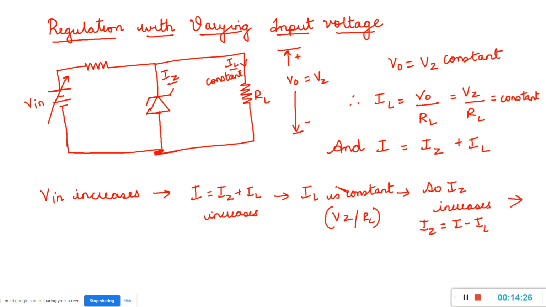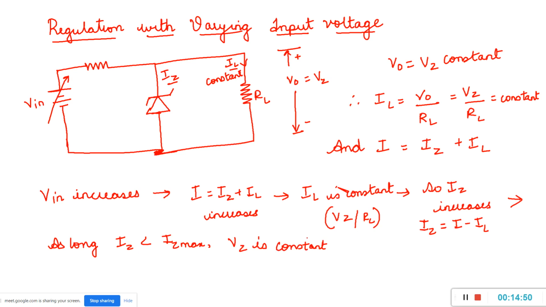Okay. So the next step will be: as long as Iz is lesser than Iz max, Vz will be constant.